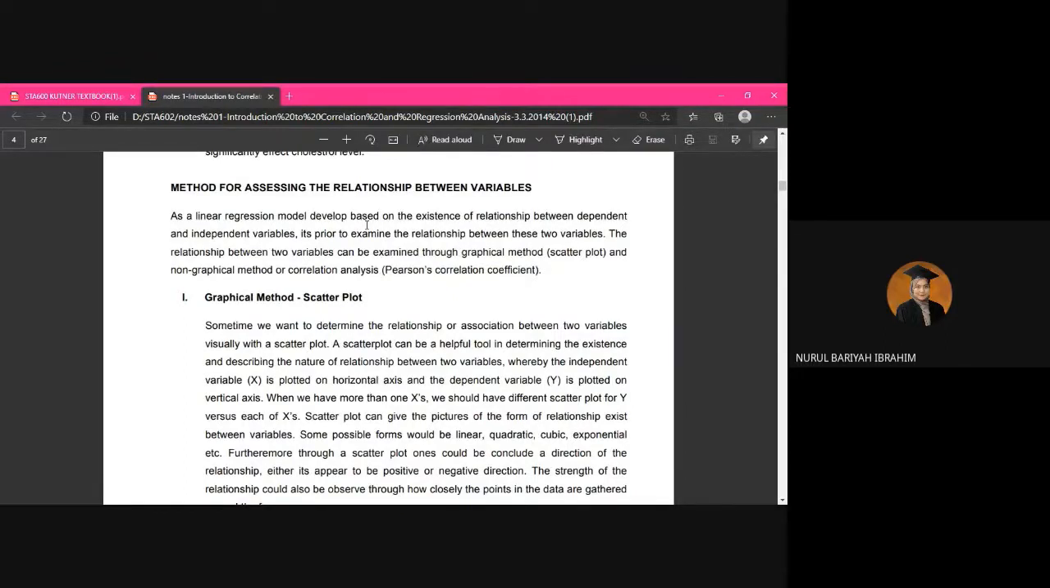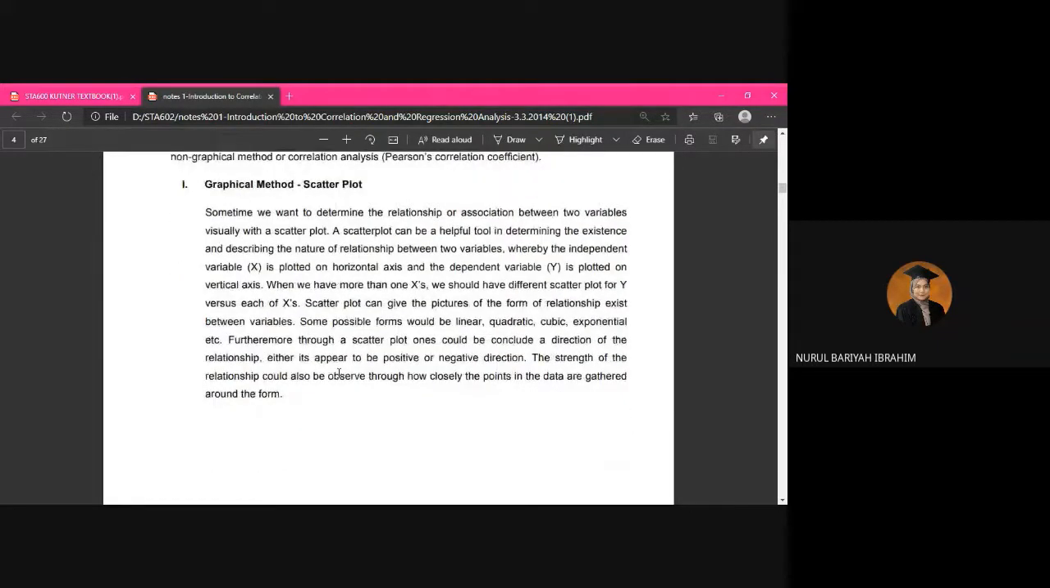Okay, so for the first one, look at the scatter plot. Okay, we do a revision on how to draw the scatter plot and how to observe the scatter plot and interpret the plot, ataupun the points that scatter in the plot, whether it is linear or not.